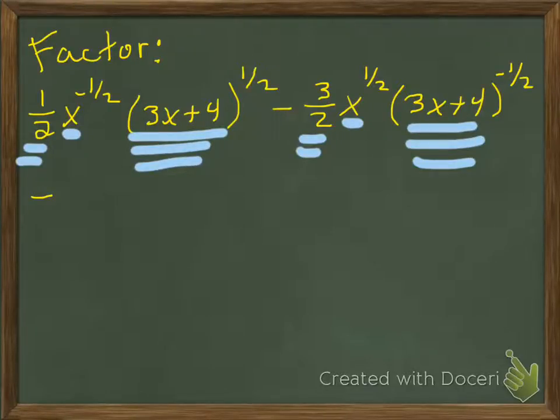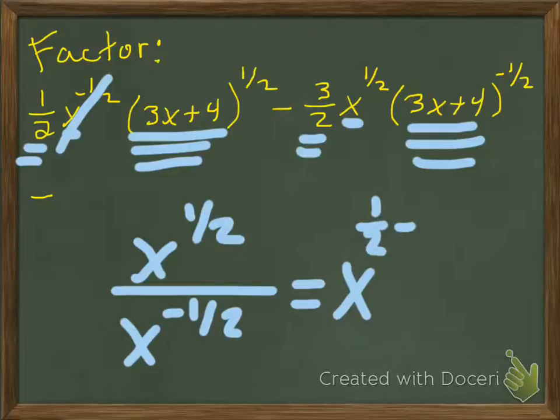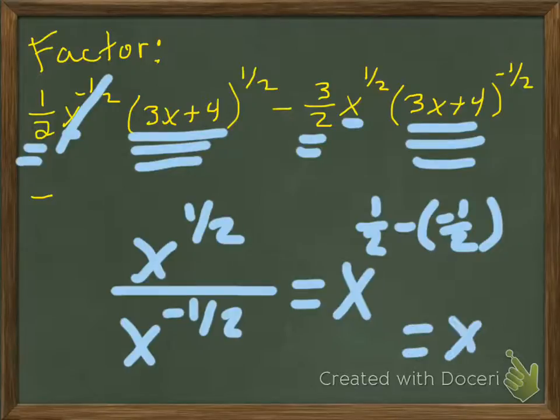So the lowest power of x is x to the minus 1/2. When I factor that out of this, it is going to be gone. When I factor it out of the x to the 1/2, it's like I'm dividing, so that's going to be x to the 1/2 minus negative 1/2. And when I subtract a negative, that's going to be x to the 1/2 plus 1/2, or x to the first power.